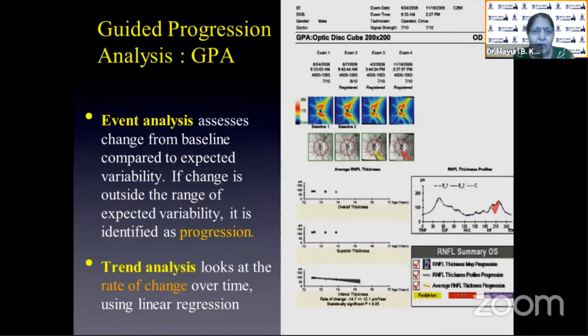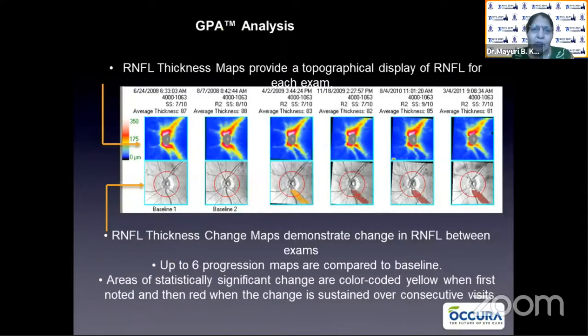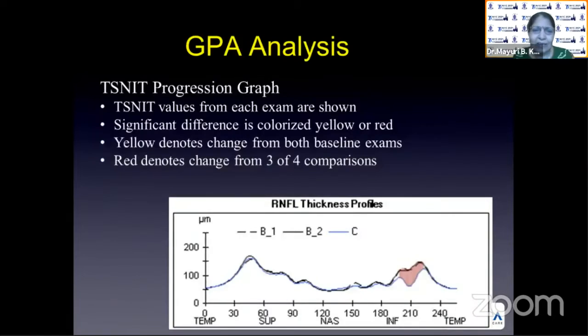Now, this machine also has a GPA analysis, which gives you event analysis and trend analysis, which is a rate of change. So for GPA, first two images or scans are taken as a baseline, and then another 4 can subsequently be taken. When there is a first-time change, it is shown in yellow. But if the change is seen in subsequent images also, then it is red.